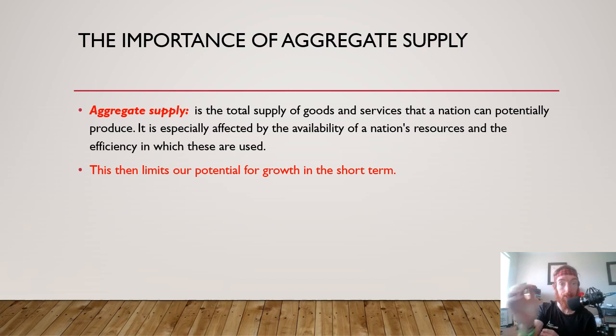So the very last point is about aggregate supply. The one other point that's important to make about it is that it's especially affected by the availability of a nation's resources and the efficiency with which these are used. So this limits our potential for growth in the short term, meaning that we have a productive capacity. There's only a certain amount of goods and services that we can produce. And so in the short term, if demand gets too high, we're going to run into shortages, and then there could be issues around things like price. So that could cause inflation. Things like that are going to be very, very important when we look into the 3 goals of the government: low inflation, full employment, and economic growth.